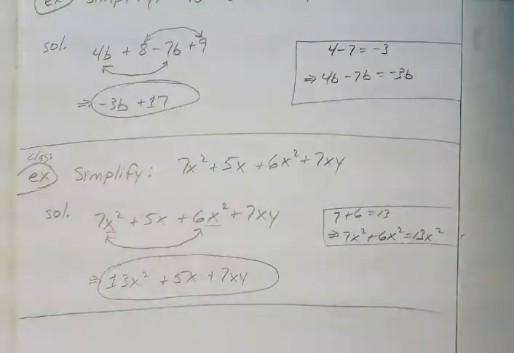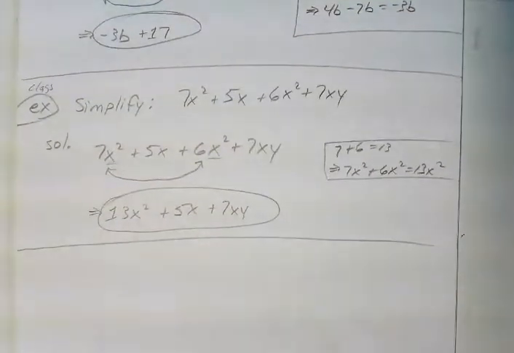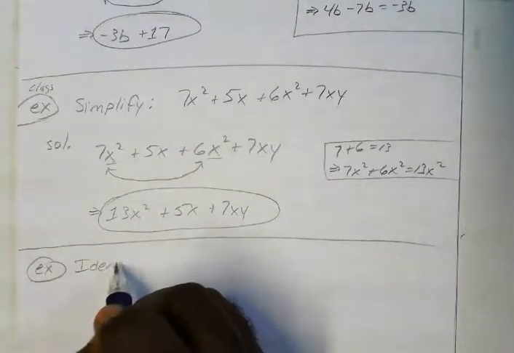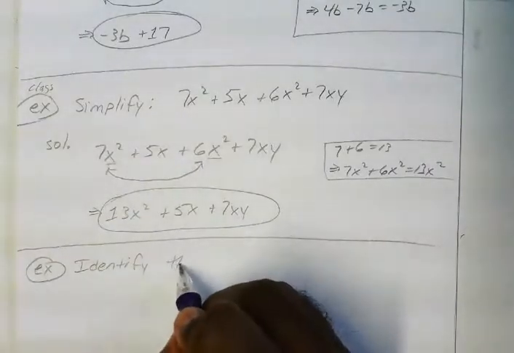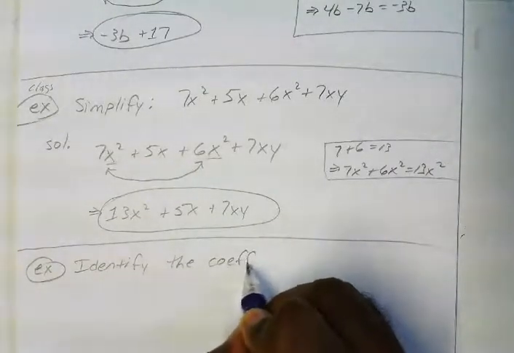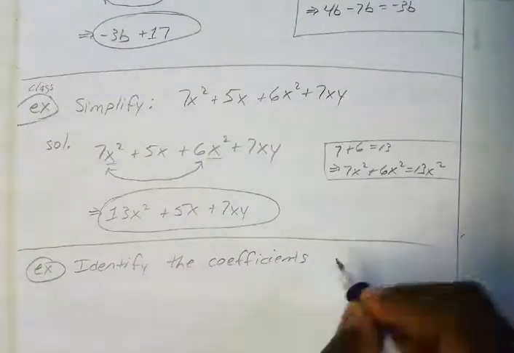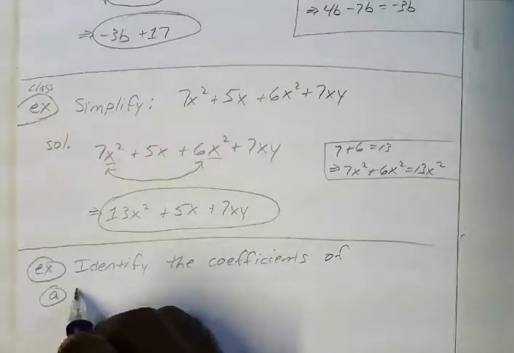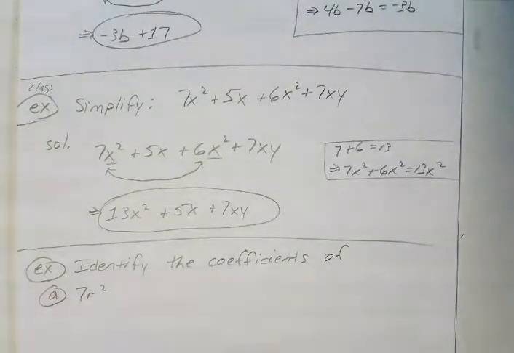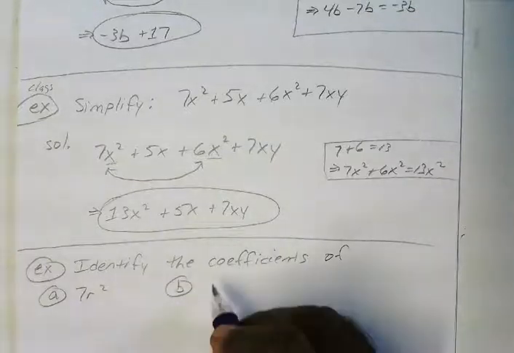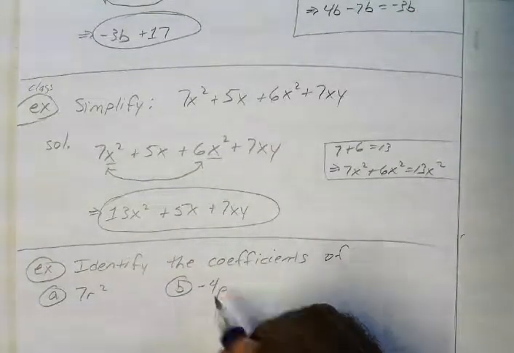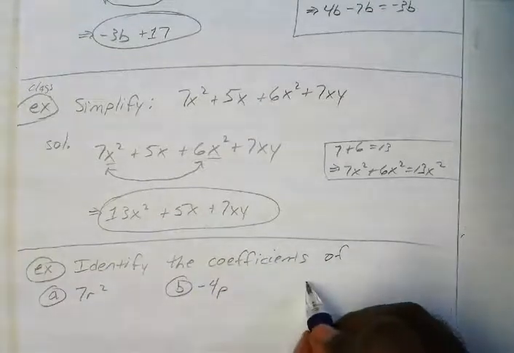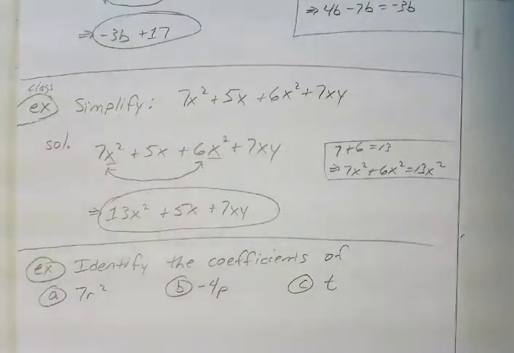And let me throw one more example. What if we wanted to identify the coefficients of, let's say for problem A, 7r squared. For problem B, negative 4p. And for problem C, let's say if we just have t. Remember, a variable can be anything.